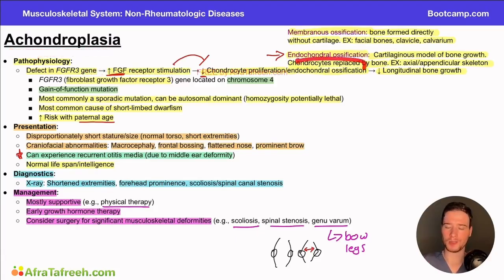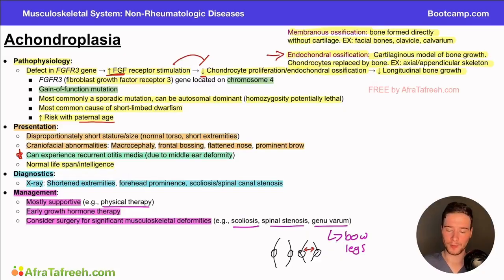it is a decrease in our ability to undergo endochondral ossification, so loss of bone formation. This is due to a defect in the FGFR gene, which leads to increased receptor stimulation, ultimately inhibiting chondrocyte proliferation. This is going to be increased with paternal age and present as disproportionately short stature and size. So extremities are short relative to the torso. Head can present as macrocephaly, again, because it's out of proportion to the exam.